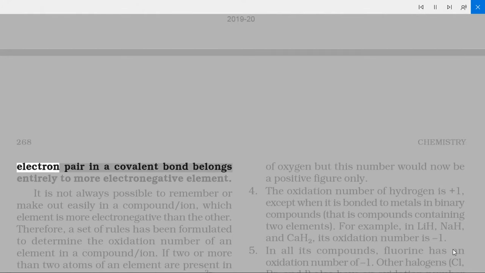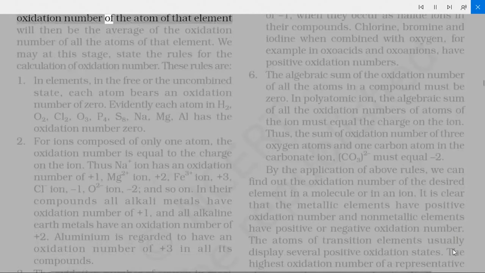the electron pair in a covalent bond belongs entirely to the more electronegative element. It is not always possible to remember or make out easily in a compound or ion which element is more electronegative than the other. Therefore, a set of rules has been formulated to determine the oxidation number of an element in a compound or ion. If two or more atoms of an element are present in the molecule or ion, such as Na2S2O3, Cr2O7 2-, the oxidation number of the atom of that element will then be the average of the oxidation numbers of all the atoms of that element.